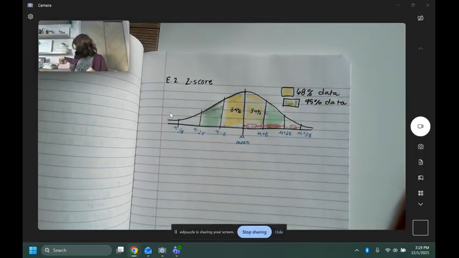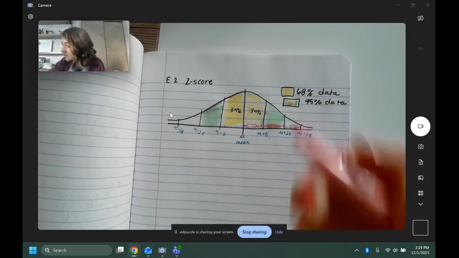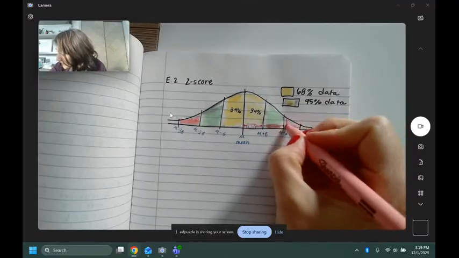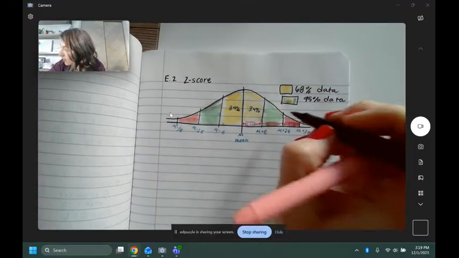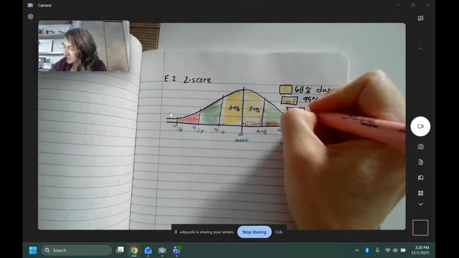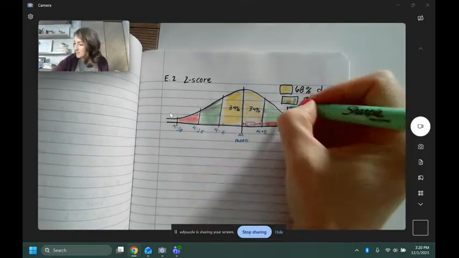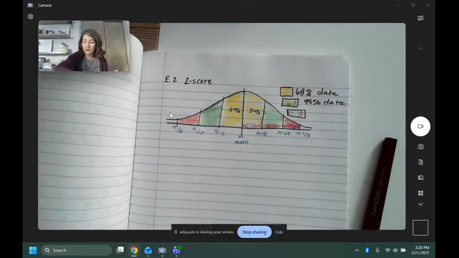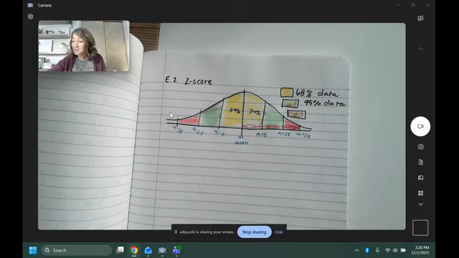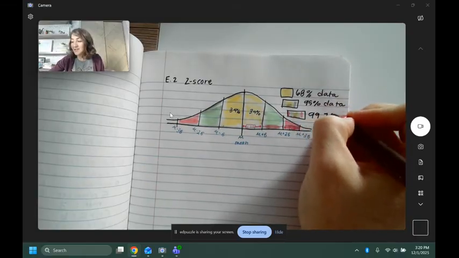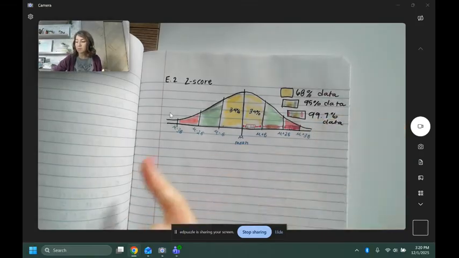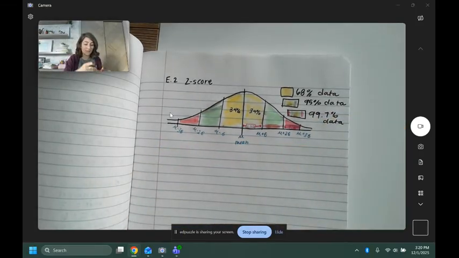And the rest of it, I hope you can guess, is very much a lot of the data. So if I were to do all of these colors between three standard deviations of the mean, including all the pink pieces, all the green pieces, and all the yellow pieces here, that's going to be almost all, 99.7% of all data will be between three standard deviations of the mean.